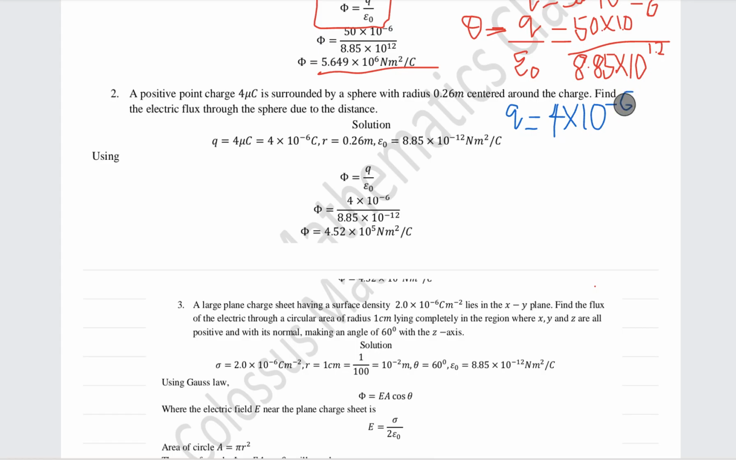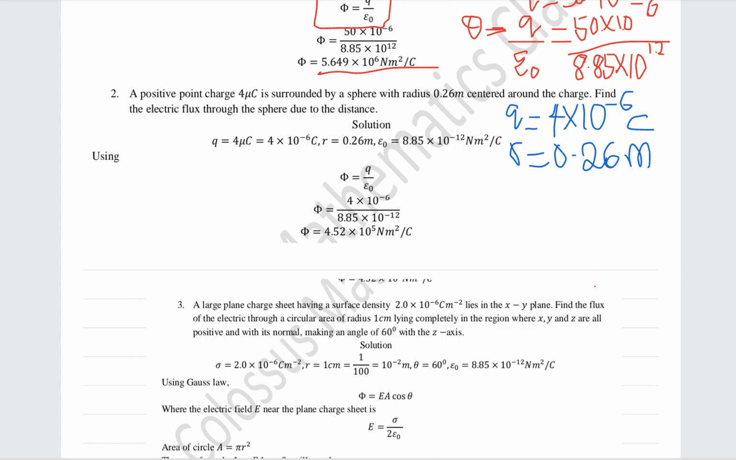10 raised to power minus 6 microcoulombs. So this is the micro, then coulombs. With a radius of 0.26 meter, so R is 0.26 meter. Now they say find the electric flux through the sphere.